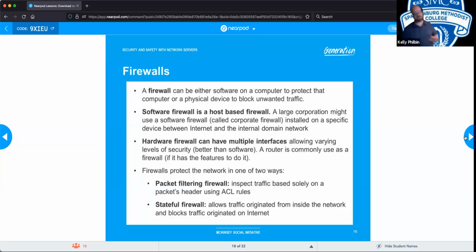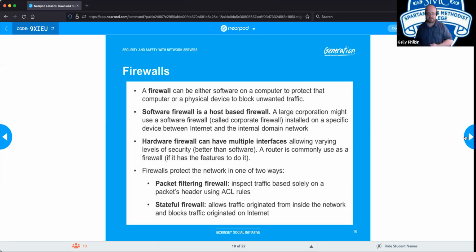So that is stateful, less secure than stateless, which is a packet filtering firewall, which is going to examine every single packet that goes through the firewall itself to make sure it should be able to go through, and making sure which protocols are being accessed. So with that, that is where the access control list would come into play.